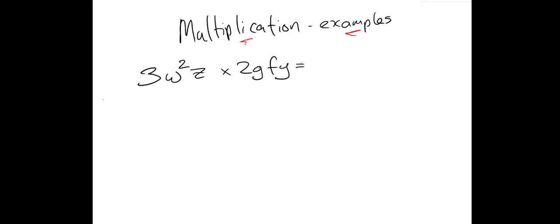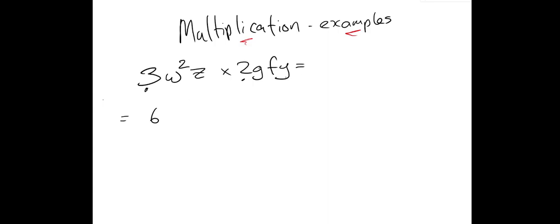Okay, how would we solve this little letter soup, this little alphabet soup we've got here? So we've got 3w squared z. Now I know if you're watching this in the United States, you might say that's a z. We call it a zed, times 2 g f y. It's all jumbled up and it's not in alphabetical order, but the process is the same. We multiply the coefficients. So the coefficient of that is 3, the coefficient of that is 2, so it's going to be equal to 6.